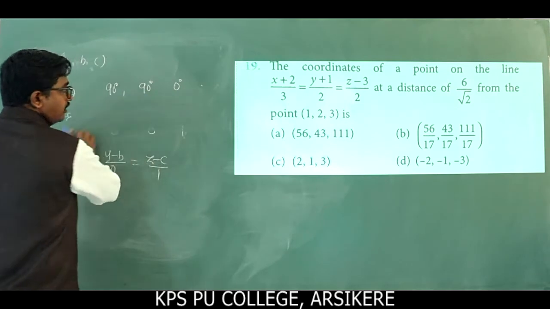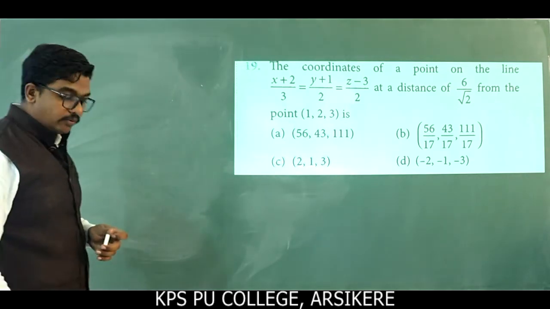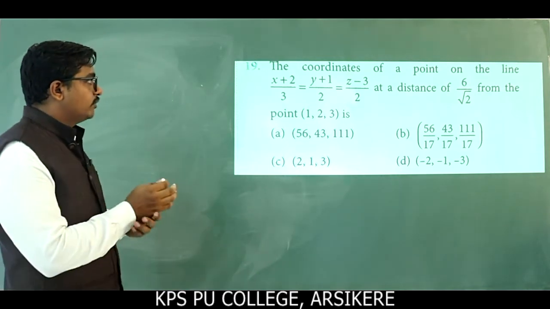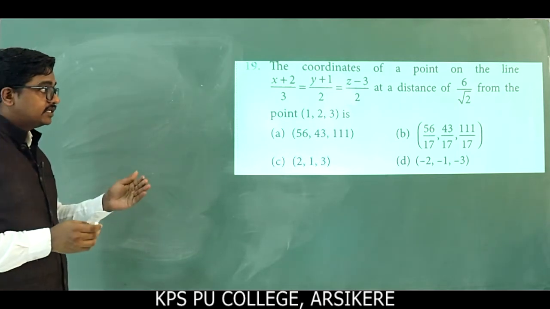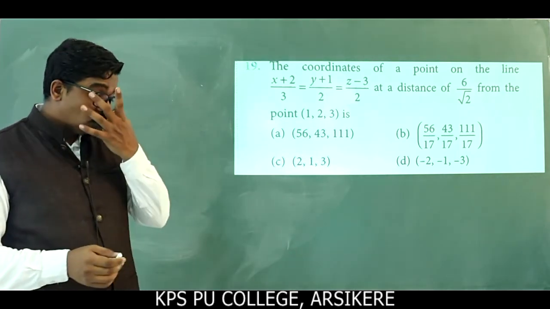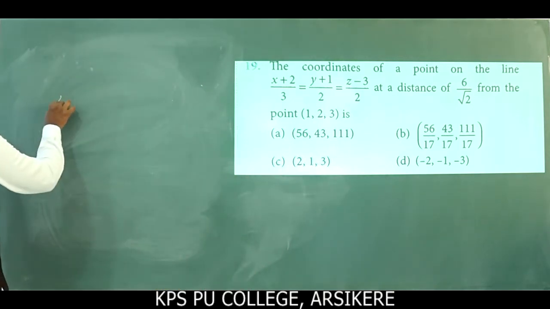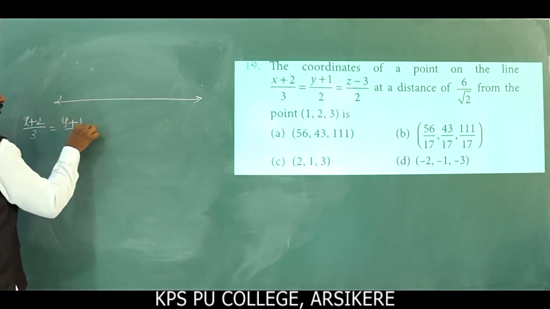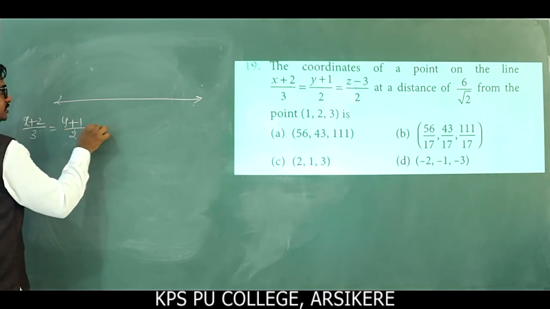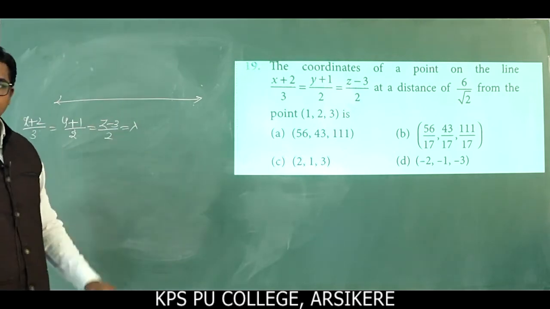The coordinates of the point on the line (x plus 2) divided by 3 is equal to (y plus 1) divided by 2 is equal to (z minus 3) divided by 2, at a distance of 6 by root 2 from the point (1, 2, 3). So here we have the line. This is the given line. What is the given equation? (x plus 2) divided by 3 is equal to (y plus 1) divided by 2 is equal to (z minus 3) divided by 2. We will take that as lambda. All are equal to some constant, that is lambda.